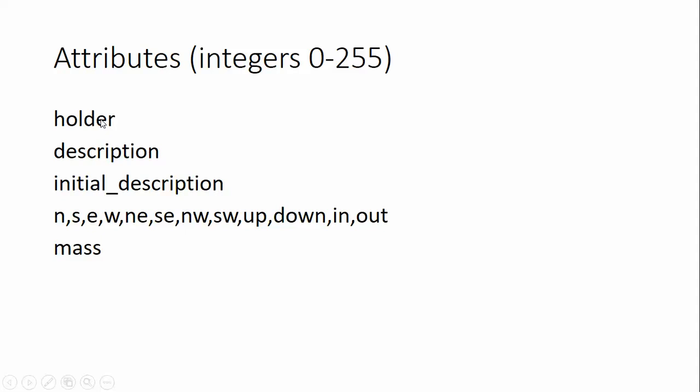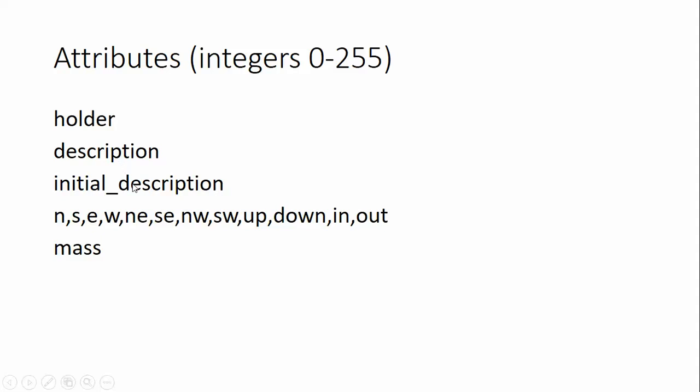If the player is in a room, the holder of the player is that room, right? So it's a way for every object to know what object it's in or what object contains it. The description is the ID number of the description of that object. Initial description is probably something you're not really going to change or test. The initial description is how an object is described to a player the first time the player sees it.